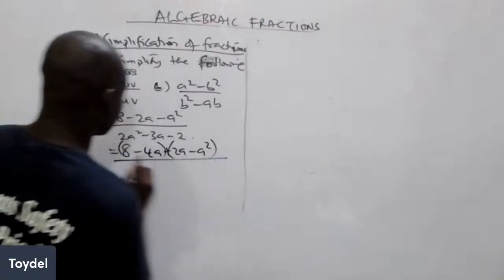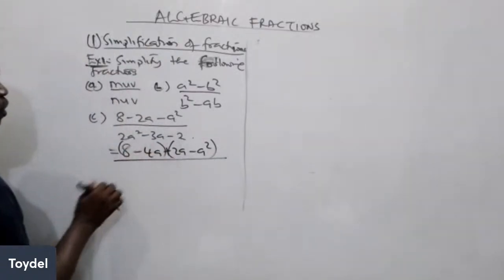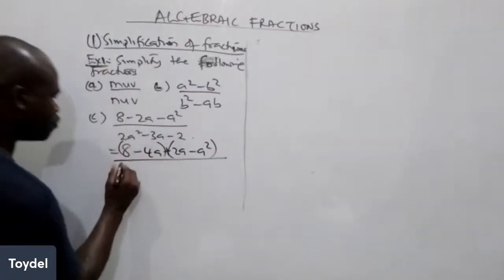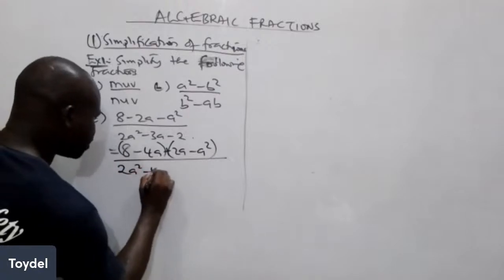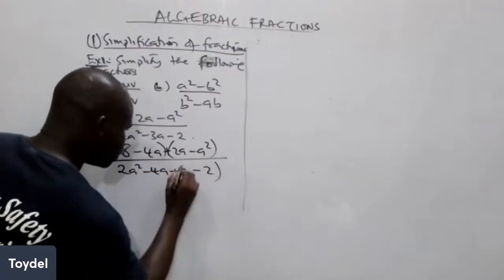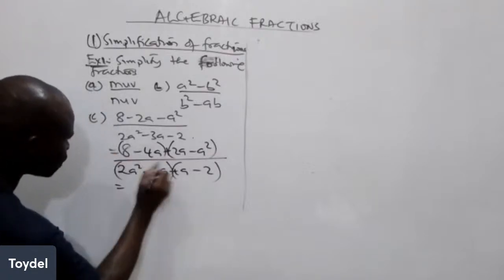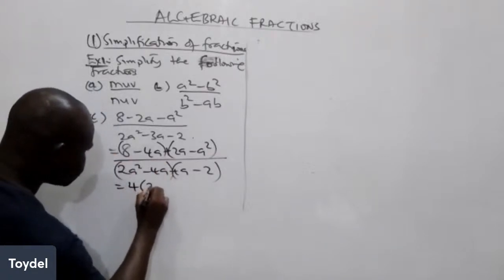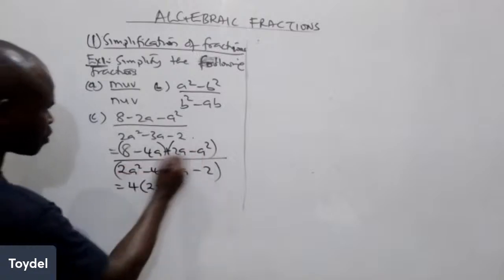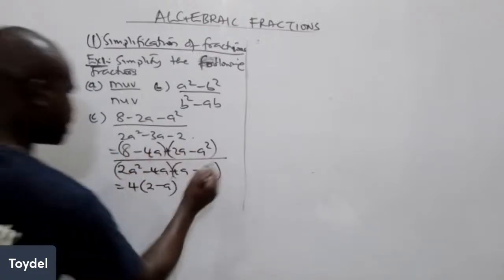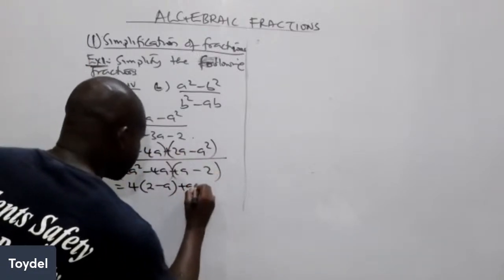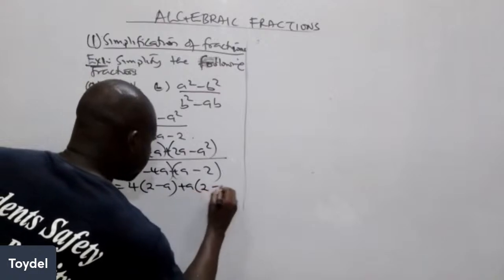I'll do the same to the denominator. 2 times minus 2, that's minus 4. The two factors I will give you will be 2a squared minus 4a plus a minus 2. Then you do the grouping. What is common in this first bracket? 4 is common. You bring out 4. You have 2 minus a. Then what is common in this second bracket? A is common. You bring out a plus a. At the end of the day, you have 2 minus a.